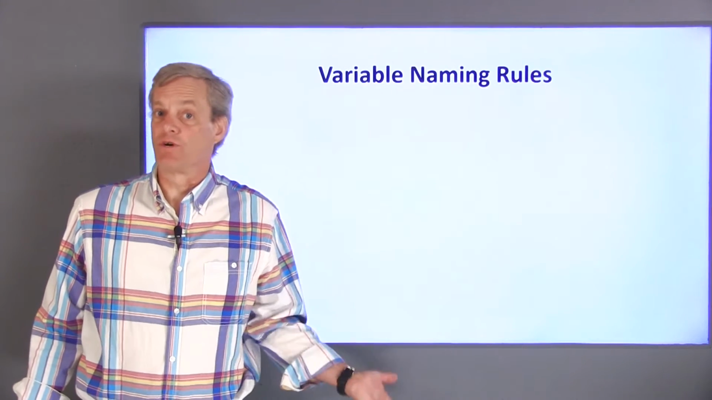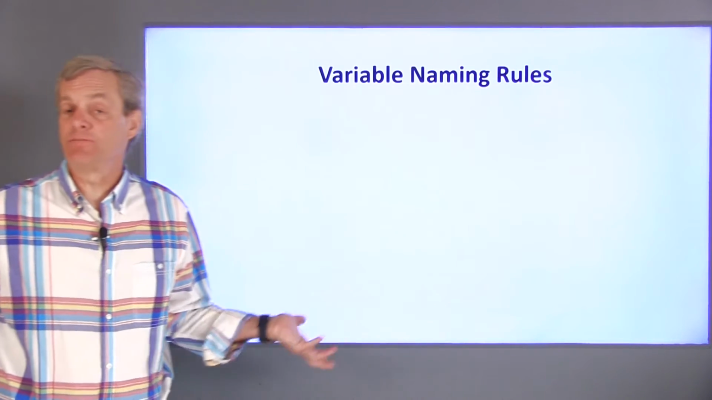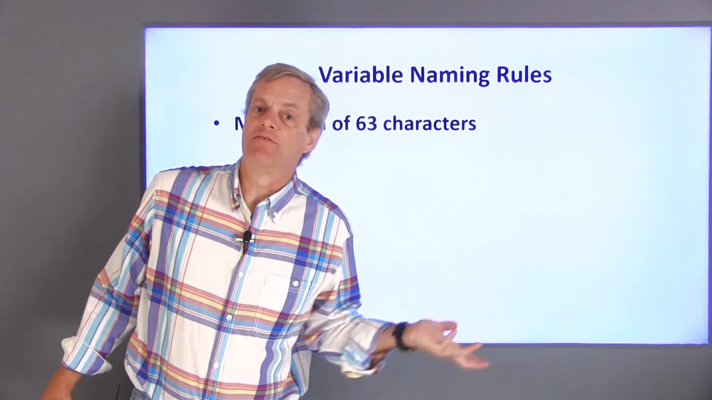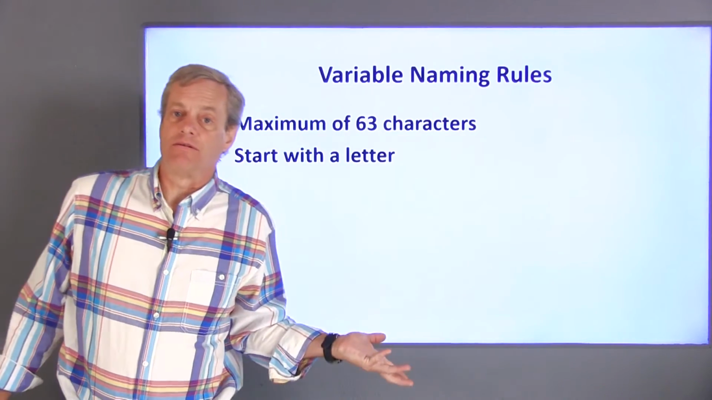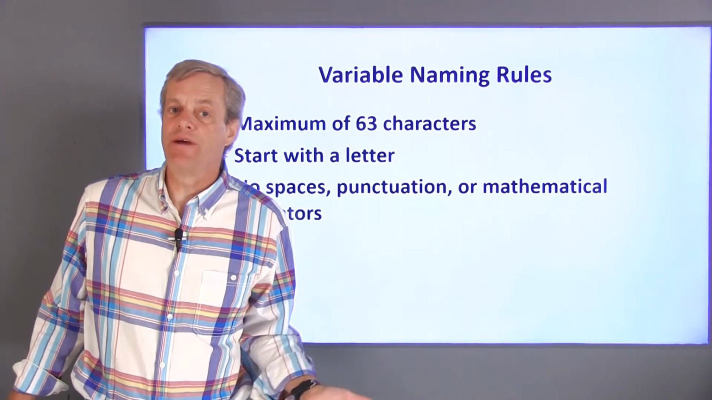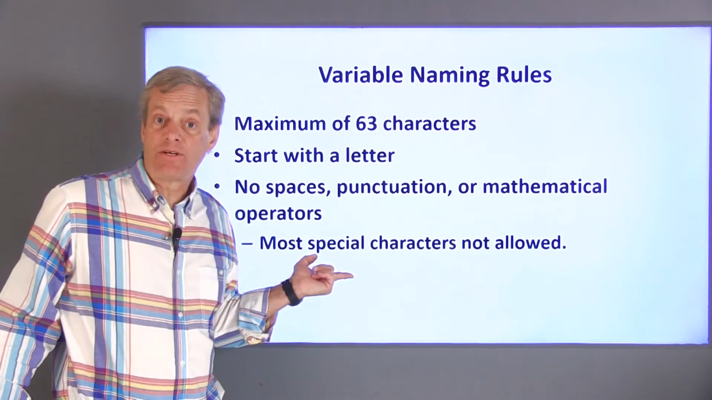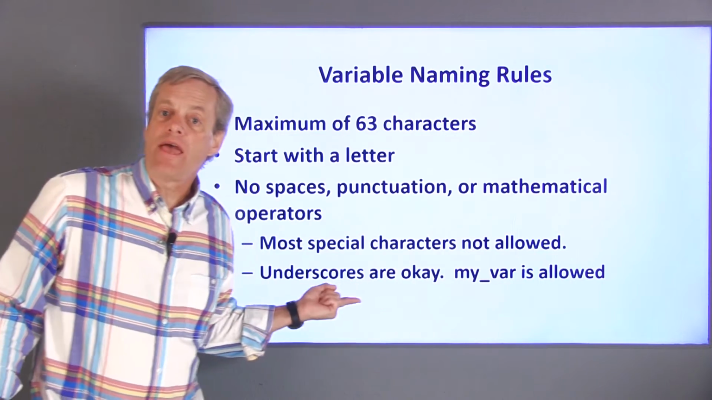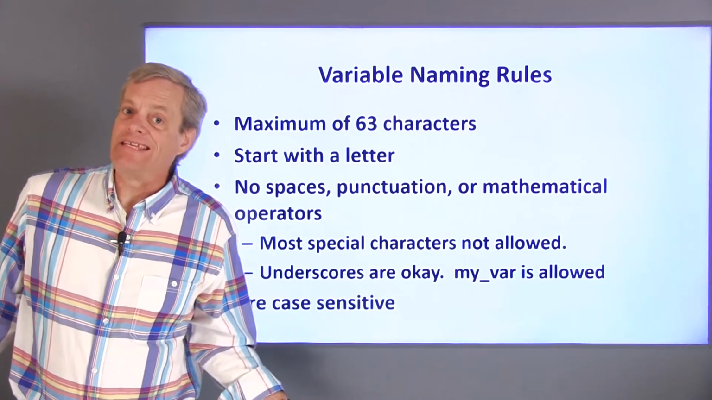All variables in the workspace have to have a name. Those names have to adhere to some specific rules. MATLAB variable names have a maximum of 63 characters. The first character has to be a letter. Variables cannot contain spaces, punctuation, or mathematical operators. And most special characters are not allowed, but underscores are okay. Finally, MATLAB variable names are case sensitive.